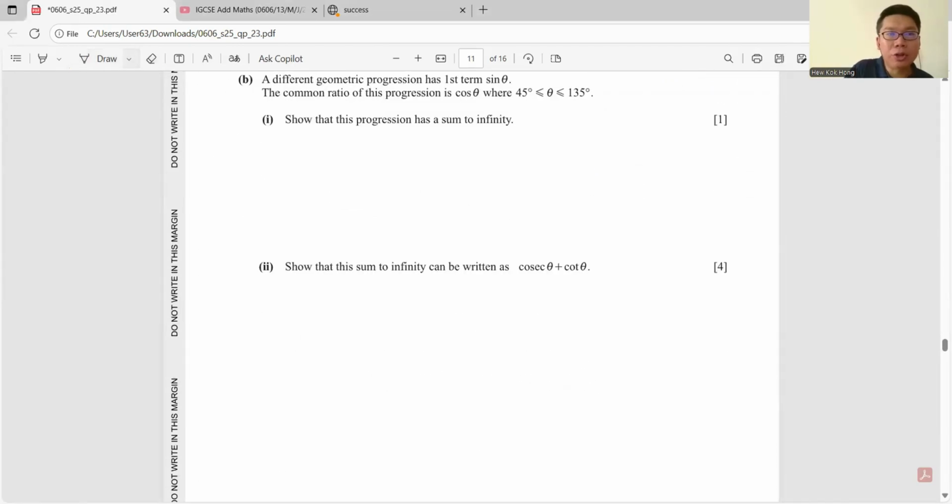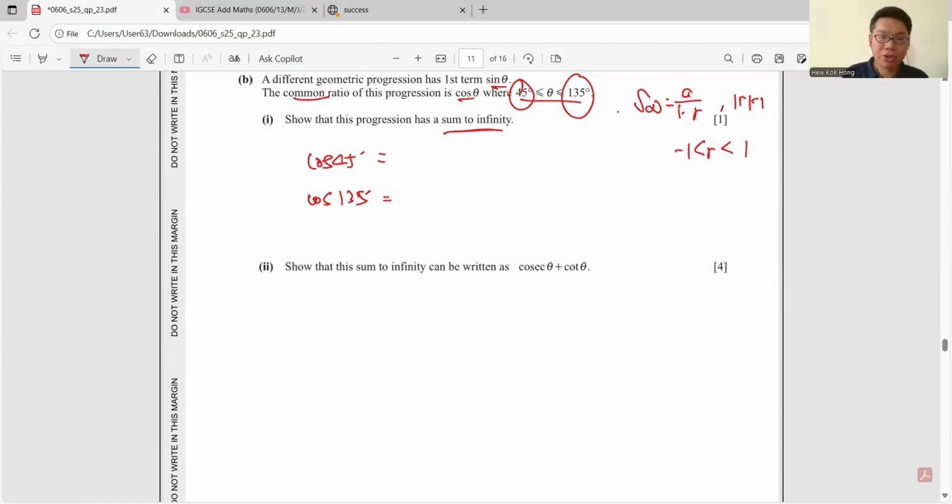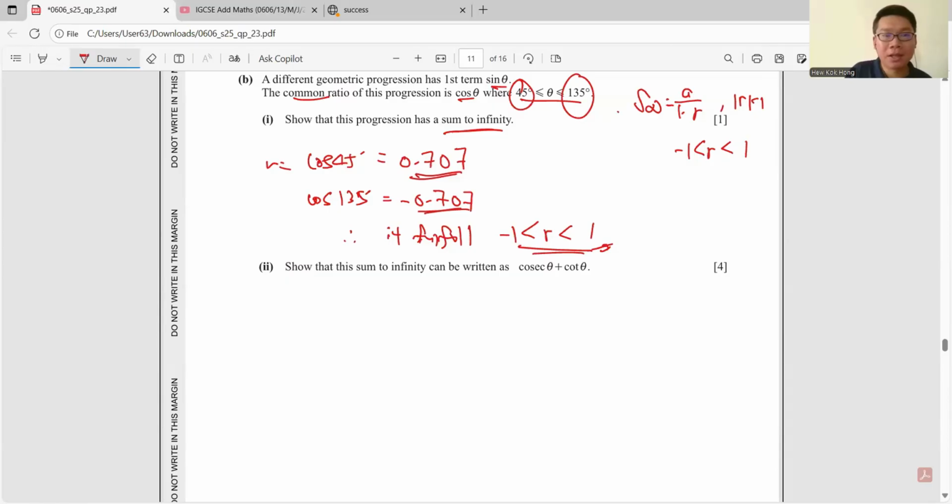Part B, they say a different geometric progression have first term of sine theta and the common ratio is cos theta where it falls into this and this. Show that the progression have sum to infinity. To prove that they have sum to infinity, they need to fulfill one criteria, which R must be in between -1 to 1. So we check when cos is 45 degree and cos is 135 degree. What are the values? Make sure it's in degree mode. So the R is from here to here, so it fulfills this criteria, so you gain this 1 mark.